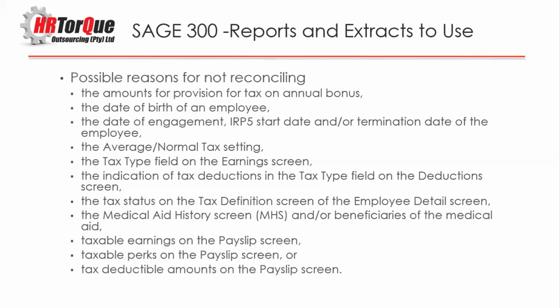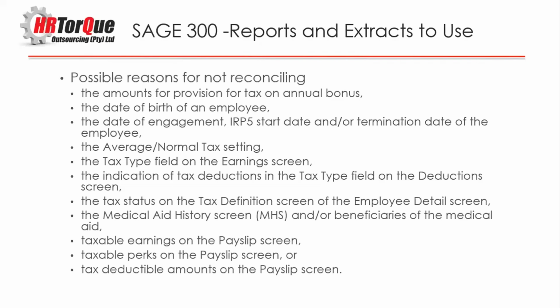The average and normal tax setting and the tax type fields on the earnings screens are fairly dangerous in that if you set somebody to not use the proper averaging or the normal tax settings, and you haven't picked it up by this stage, there is definitely going to be a variance in the amount of tax that is going to be paid. So please, it's something you should be checking on a monthly basis. If you notice that somebody who normally earns X value all of a sudden is earning significantly more and the tax is reduced, then potentially there's something there that needs to be investigated.